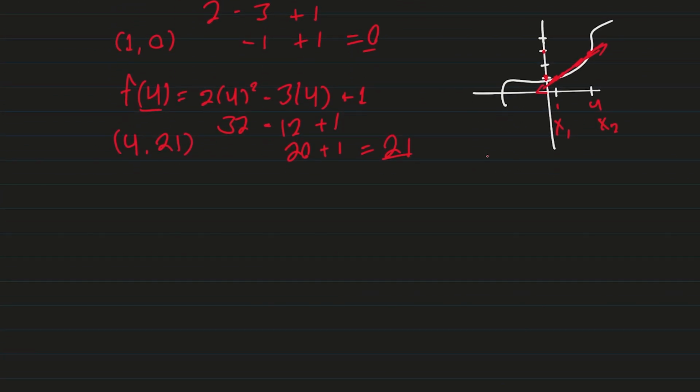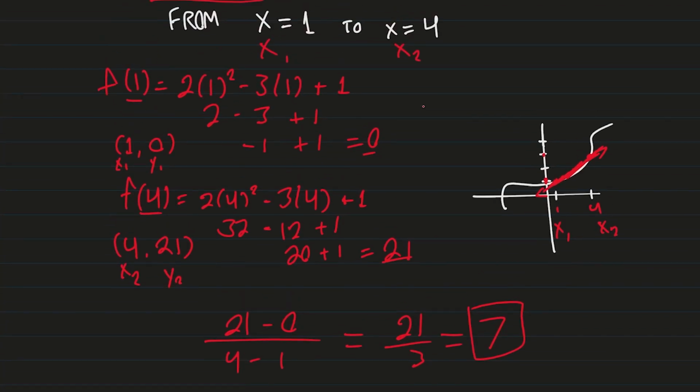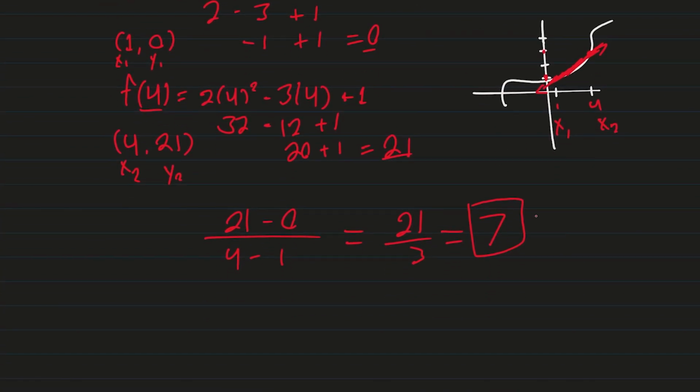Now this is perfect. We have a y1 and an x1, along with a y2 and an x2. So now we have everything we need for our average rate of change formula. So let's plug it in: y2 minus y1 over x2 minus x1. This gives us 21 over 3, or 7. That means the slope of this secant line, obviously not this one, it's not drawn to scale, it's not the same function, but the slope of our secant line between x equals 1 and x equals 4 is 7.